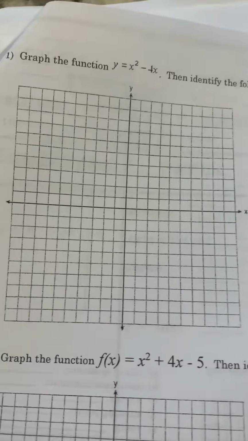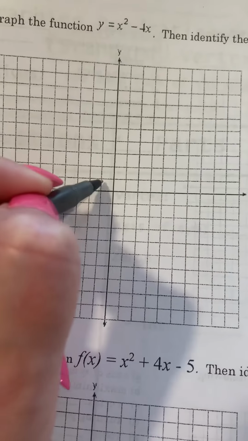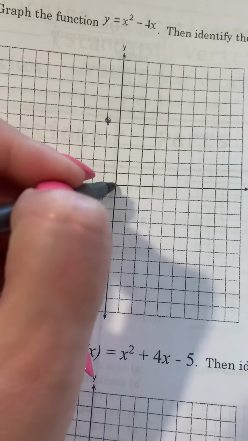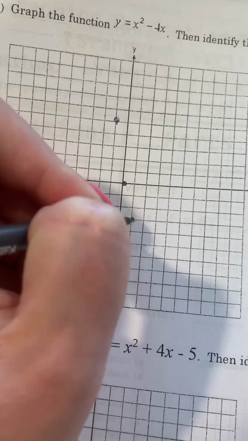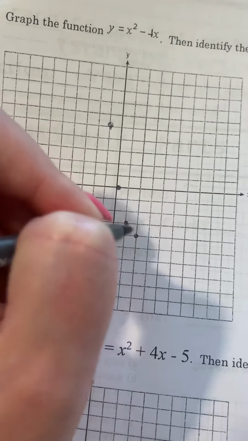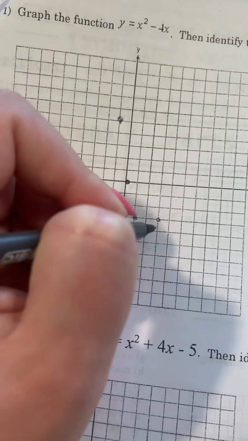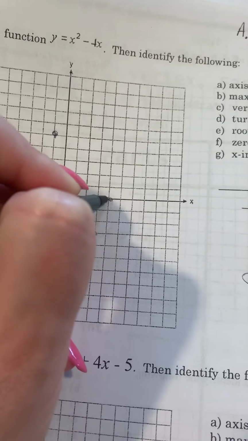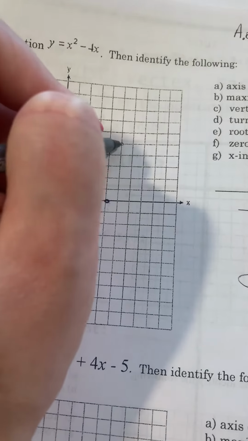So I'm going to go over to my graph and plot the points. The first point was -1, 5. The second point was 0, 0. The third point was 1, -3. The fourth point was 2, -4. The fifth point was 3, -3. Notice how it's jumping back up. The next point is 4, 0. And then the last point is 5, 5.